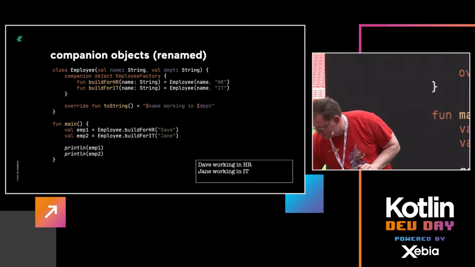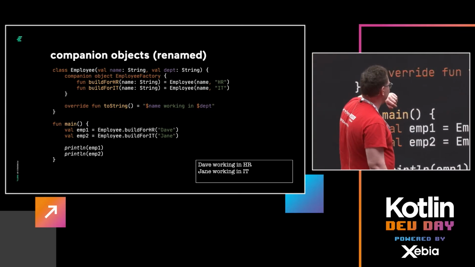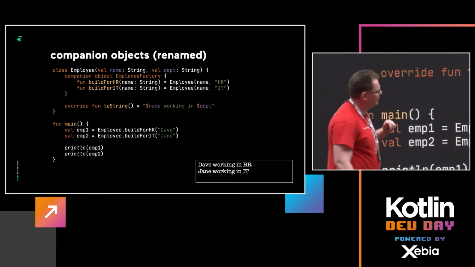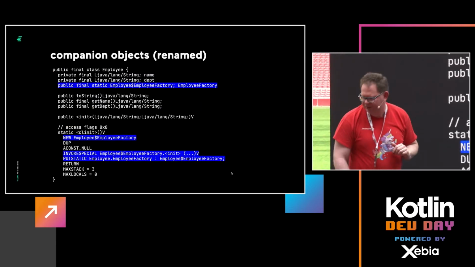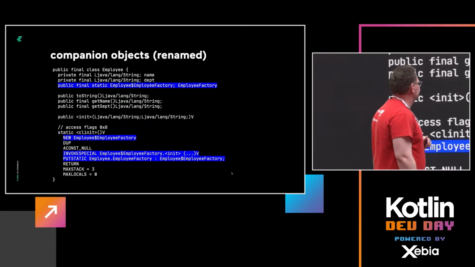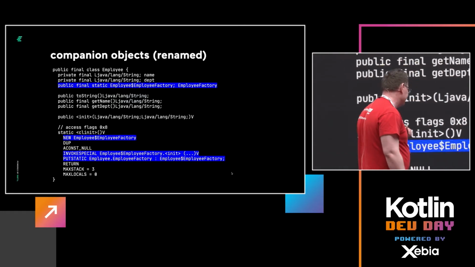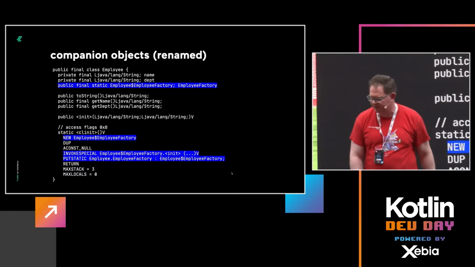But for the purposes of interoperability with Java and so on, you might want to give it another name, a better name. So in this case, what are we doing? Well, we've got factory functions for creating an employee. So let's call this thing EmployeeFactory. And then the same pattern is just applied all over again, except as you can see, the type is now called Employee$EmployeeFactory. Yeah. And we're creating the instance and storing it in the static field as before.